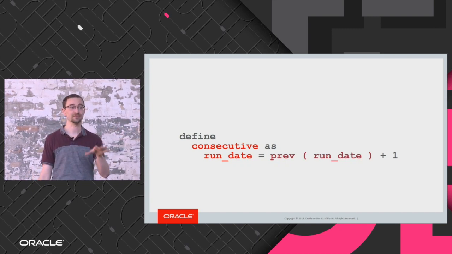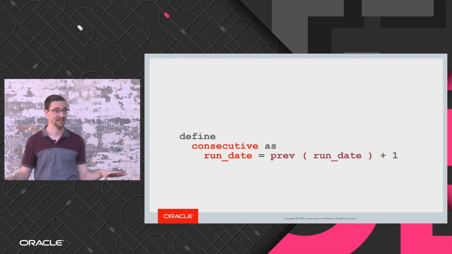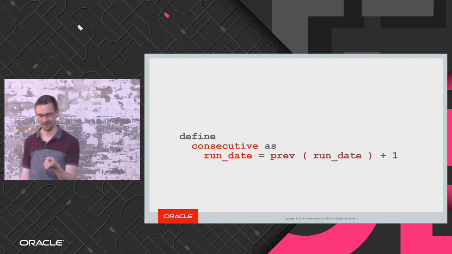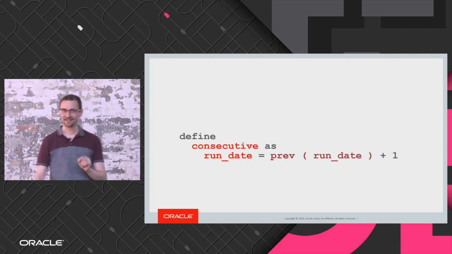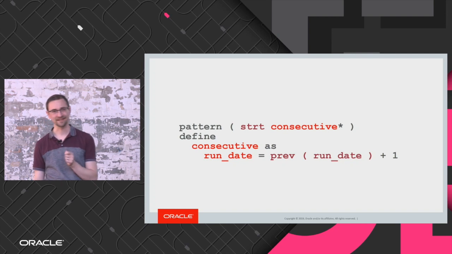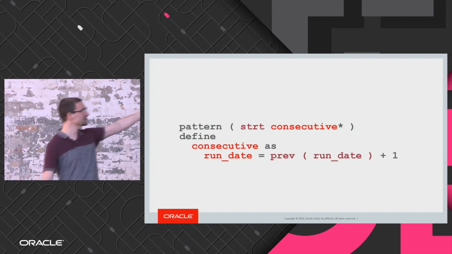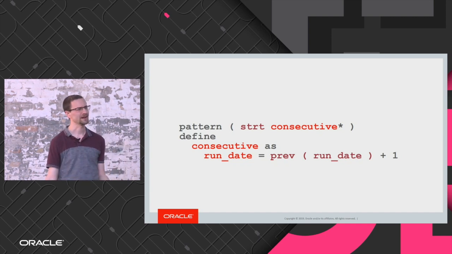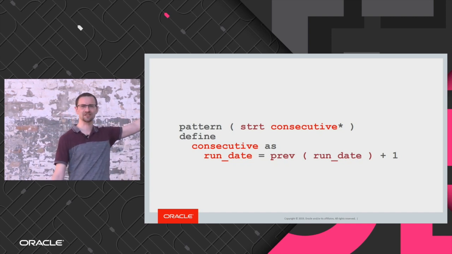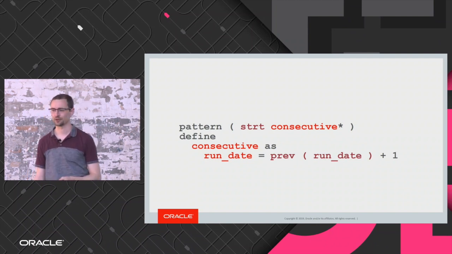Next, we need to look for a pattern, a sequence of rows that contain this. So here's where our regular expressions are going to start coming into play. You might say, well, we want at least one of those, so we'll do the plus operator. Not quite. We're going to have a pattern that looks like this. We've got start, a keyword, and consecutive star. You'll go, hang on, what's this start thing? What's going on here? It's got no definition in the define clause.